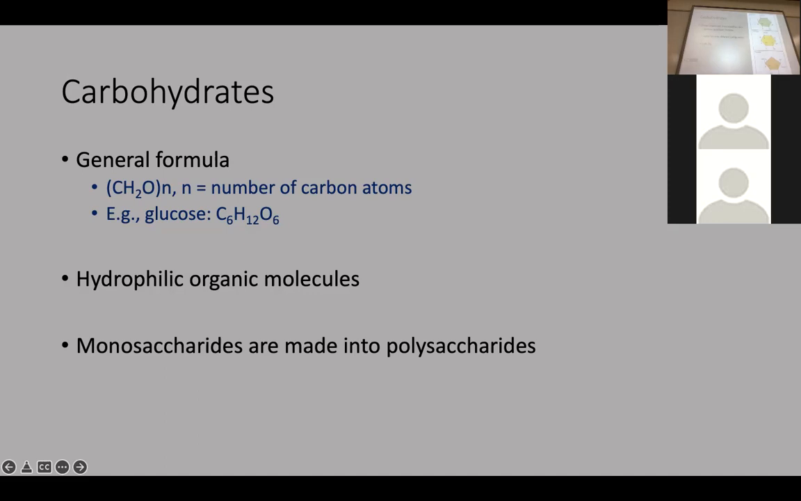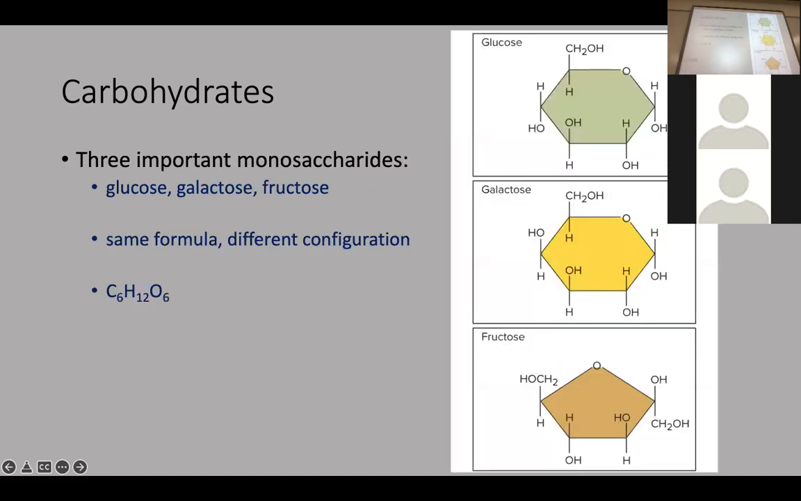Okay, 3 important monosaccharides you need to know. So 3 important monomers. Remember, these will get strung together to make a bigger carbohydrate. Glucose, galactose, fructose. They are all C6H12O6. So if you break down the number of the atoms of each element, it comes out to the same formula. They're just arranged slightly differently.